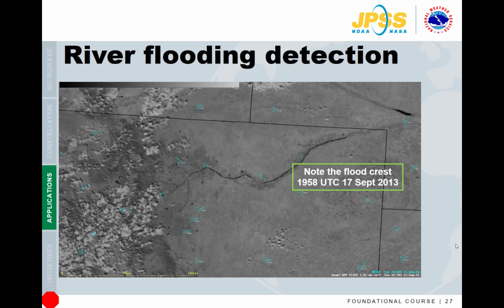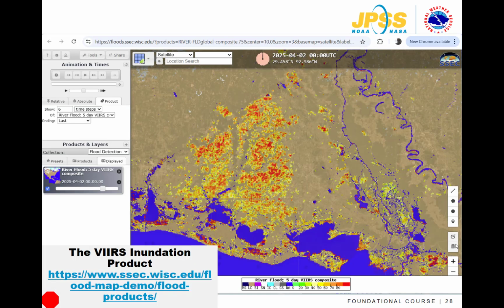Here's the view on the 17th, 3 days after the first view you saw. The flood has almost reached Nebraska. VIIRS data is also used to create a flood product, both from VIIRS only and also in conjunction with geostationary data. The website includes links to these flood products that cover the globe.